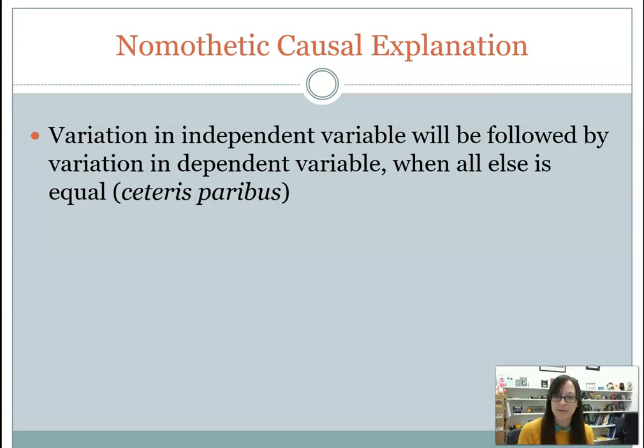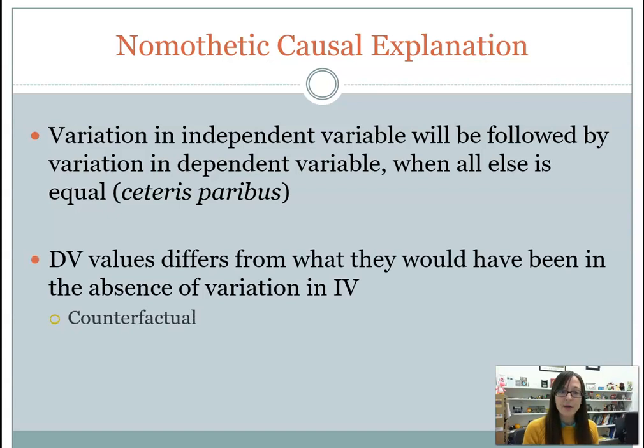And so this ceteris paribus just means when all else is equal. That's just what that means. So when everything else stays the same, then a change in the independent variable is going to change the dependent variable in a predictable way. And so we can say that as the independent variable goes up, the dependent variable goes up, or the dependent variable goes down, or some other, maybe curvilinear, relationship, but it's some kind of predictable relationship.